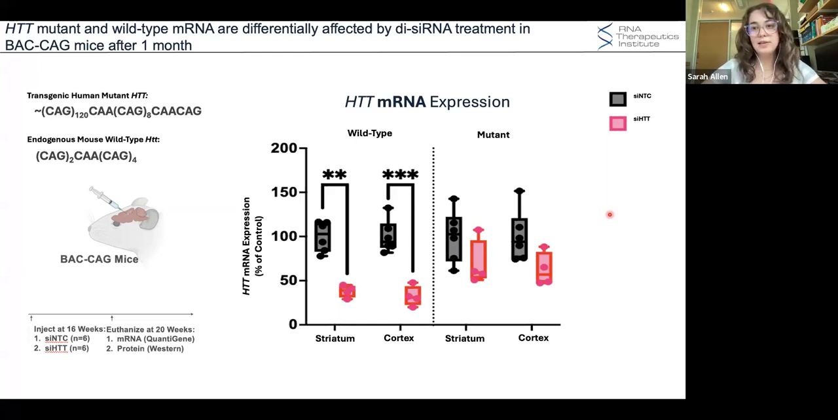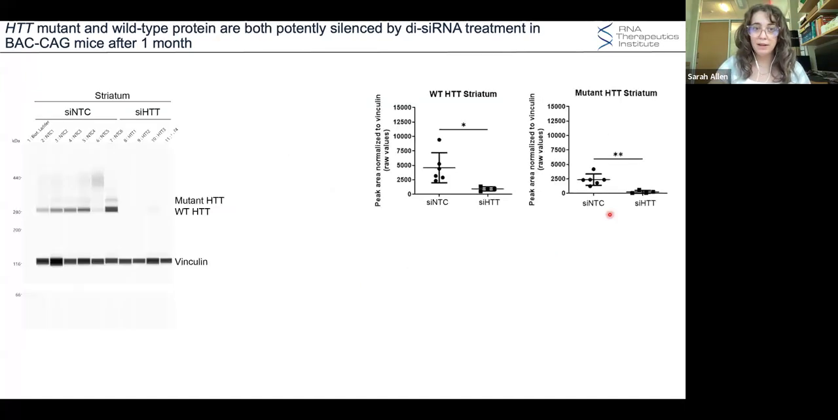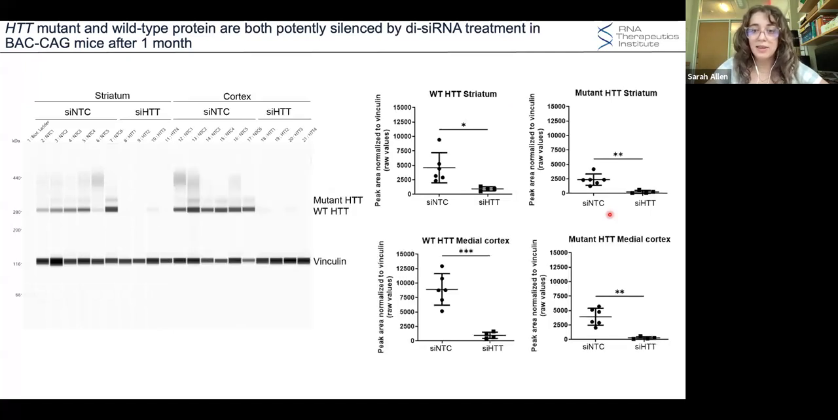So this is kind of an interesting difference, given that we have cross-homology between the compounds and they should target both transcripts relatively equally. When we look at the protein data, we actually see very similar and potent knockdown of both the wild type and mutant Huntingtin within the striatum. And we see this in the cortex as well.